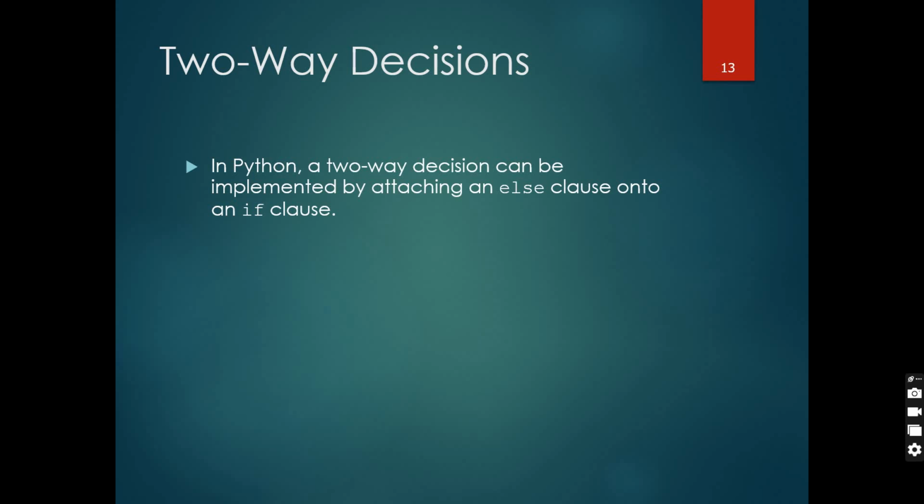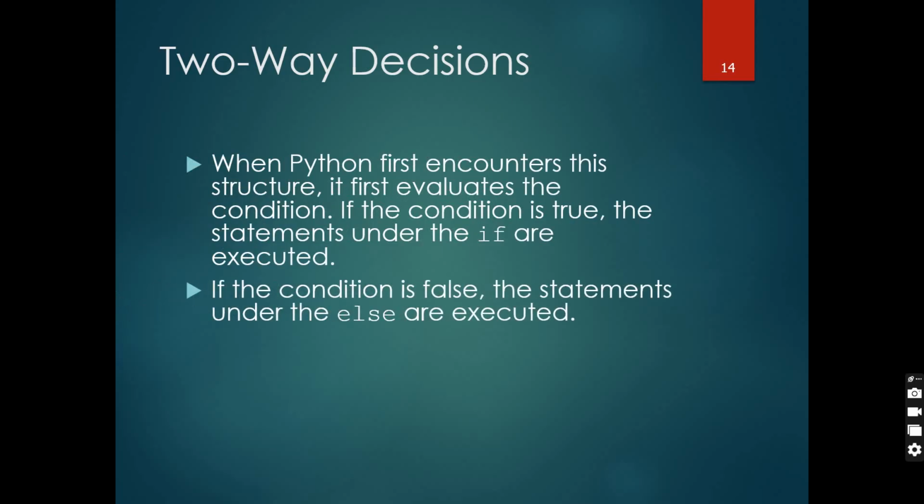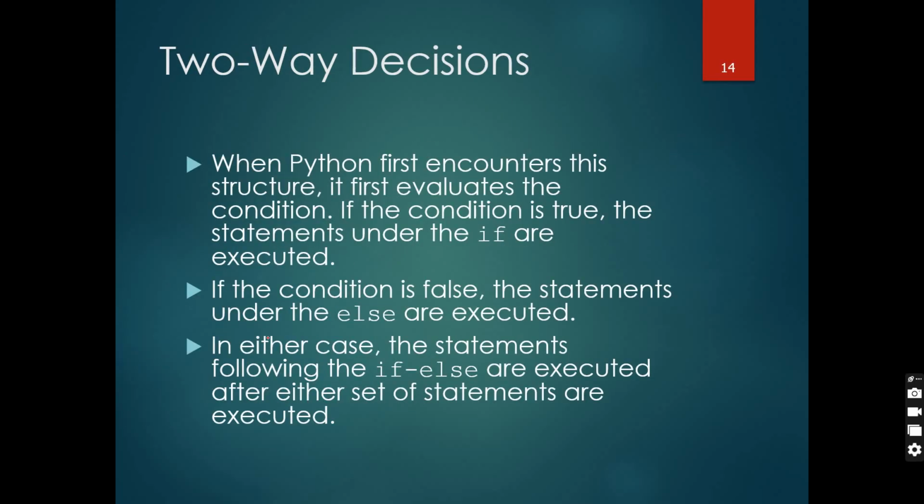Now, Python two-way decisions can be implemented by attaching an else clause onto the if clause. So if the condition is true, these statements are executed, or else the statements in the else part are executed. When Python first encounters this structure, it first validates the condition. If the condition is true, the statements under the if are executed. If the condition is false, the statements under the else are executed. In either case, the statements following the if else are executed after either set of statements is executed.